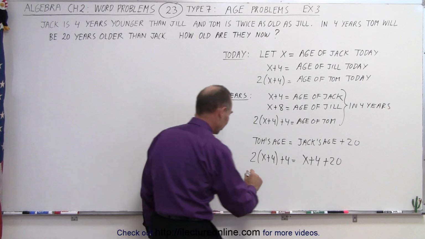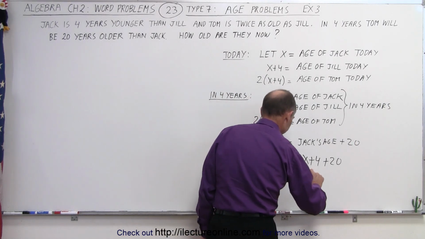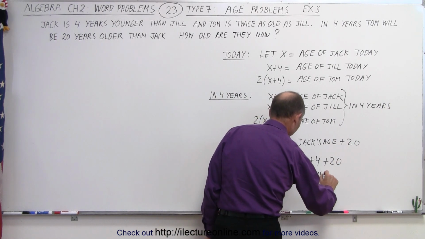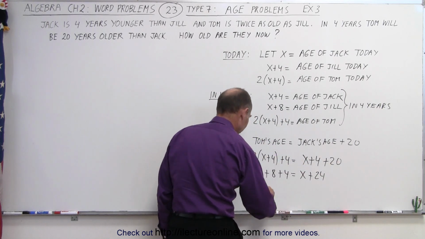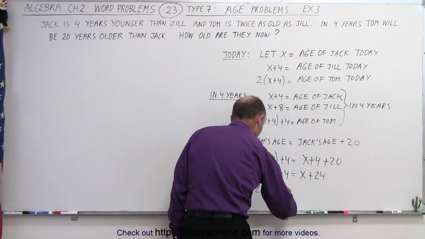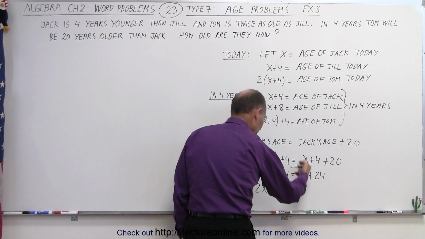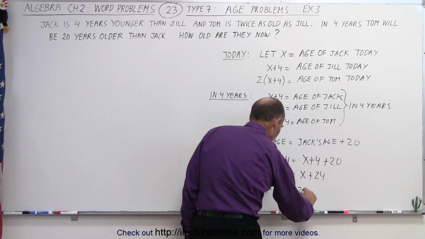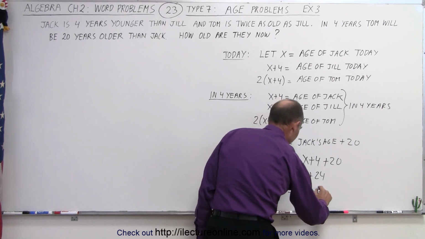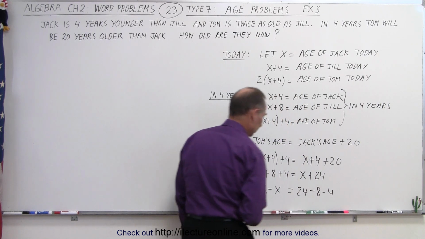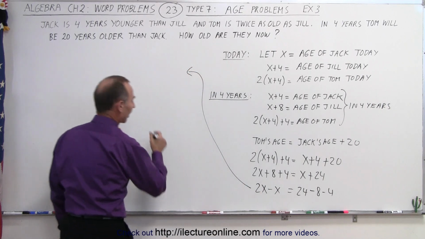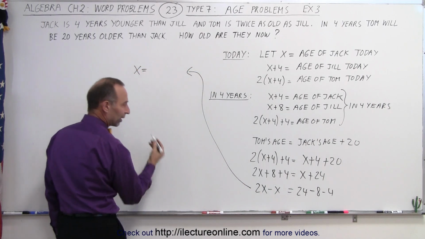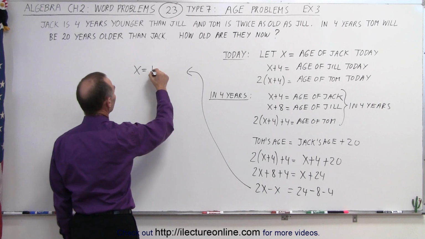First, let's get rid of the parentheses. And 4 plus 20 is 24. Now we move all the x's to one side, all the numbers to the other side. 2x minus x, because when we move the plus x across, it becomes a minus x. 24 minus 8 minus 4. And then if we come over here to finish the problem, on the left side we get x equals, on the right side we get 12.